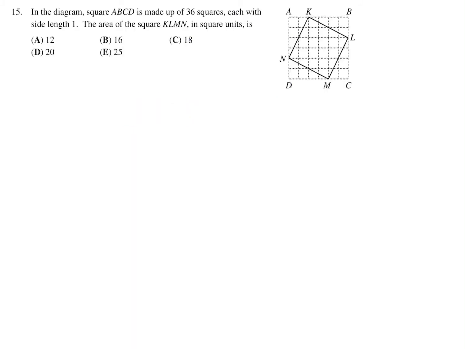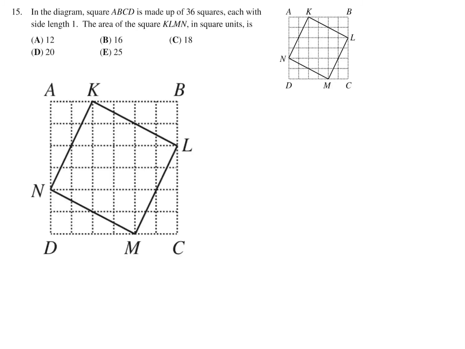In the diagram, square ABCD is made up of 36 squares, each with side length 1. The area of KLMN in square units is. So there's several approaches to this question. What I'm going to do is find the total area and then subtract from it the side triangles. So this is a 6 by 6 grid, correct? So the total area would be 6 times 6. And then KLMN is basically the full area minus a bunch of triangles.